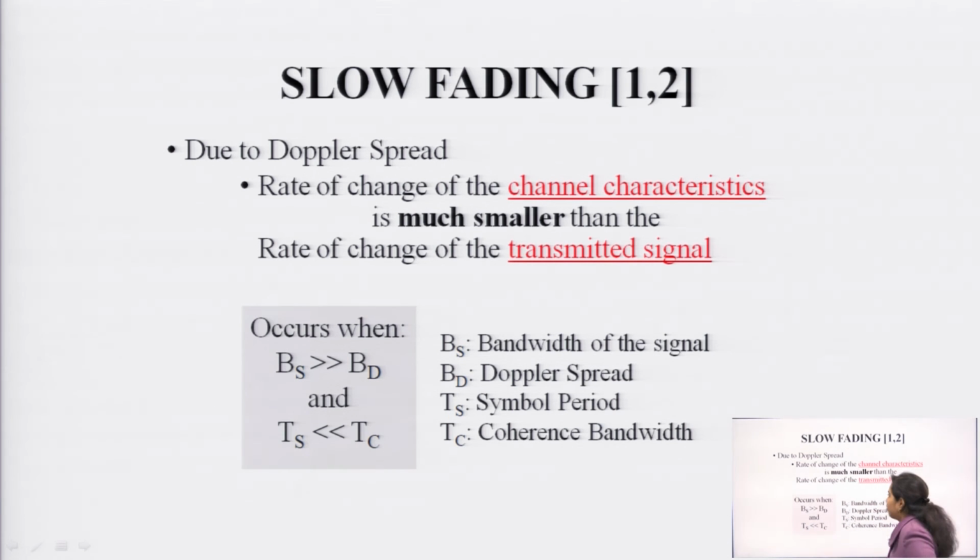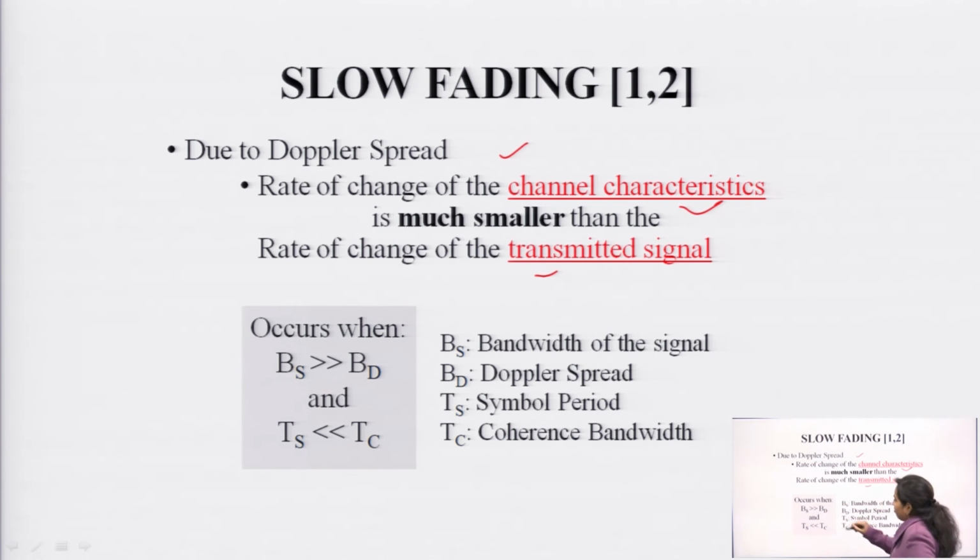Next one is the slow fading. Now, due to the Doppler spread, the rate of change of the channel characteristics is much smaller than the rate of change of the transmitted signal, which means that the receiver is moving at a very low speed. So, that is why we have considered the value that is known as the slow fading.